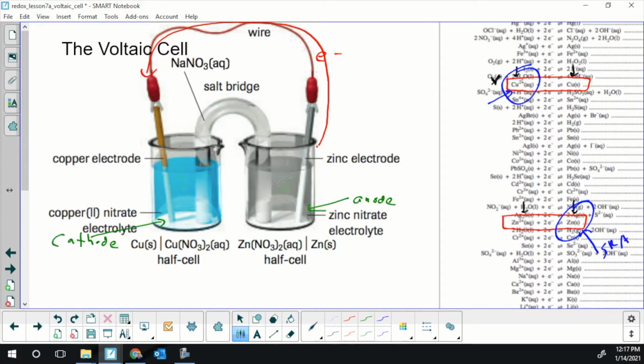Zinc 2+. That was the other product. And that's going to be coming. The zinc metal is going to react, and it's going to stick zinc 2+ into the solution. That's where the other product's going to go. And we're going to talk about ion movement in a little bit. We're going to have positive charges building up in this beaker, which will kill our battery unless we neutralize them.